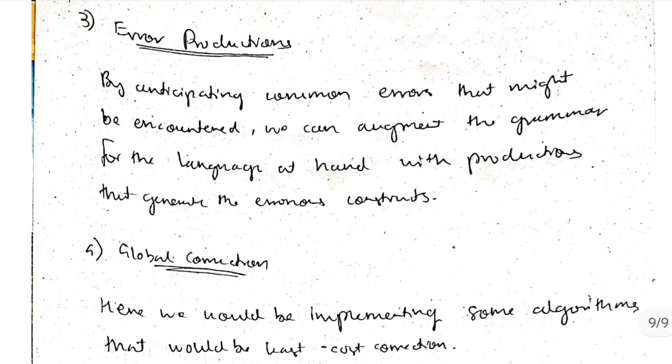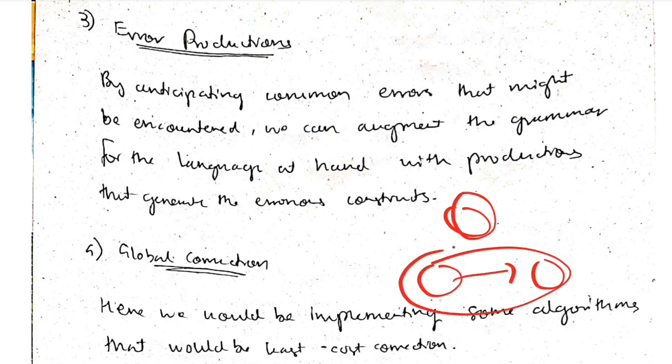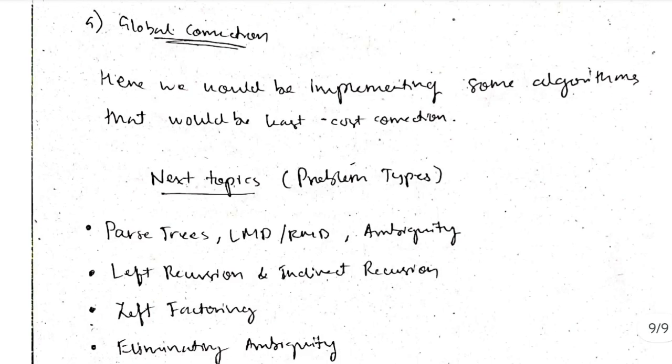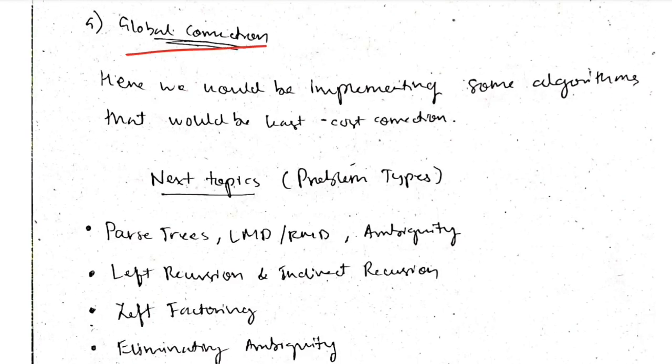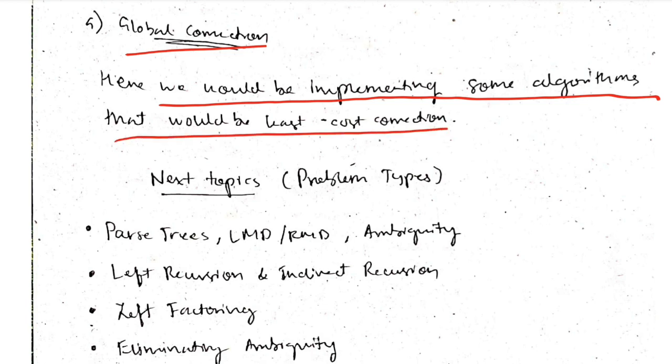Error productions means, if there is an error here, that error's production should be defined, so that whenever this is encountered, at that time the error will be reduced. Okay, and finally we have the global correction. Here we would be implementing some algorithms that would be least cost correction, because we always need the least cost and the best efficiency algorithms, right? So global correction will choose those algorithms which will be least cost error solving algorithms.